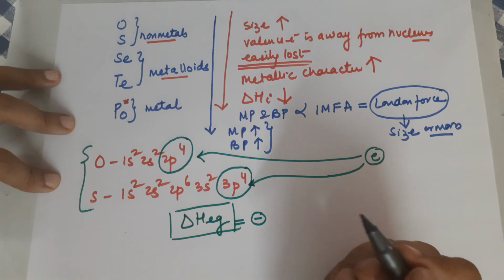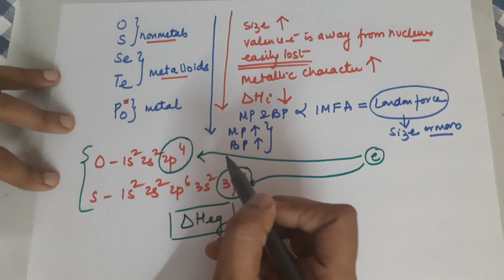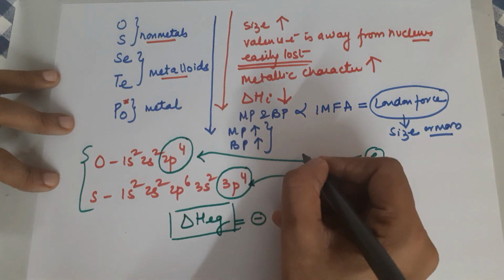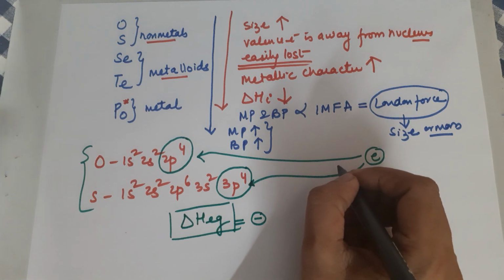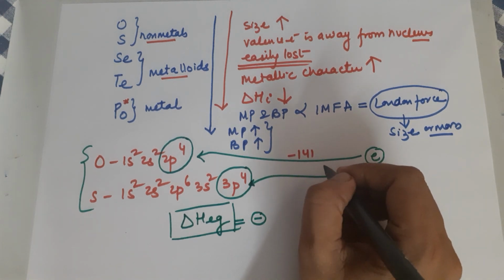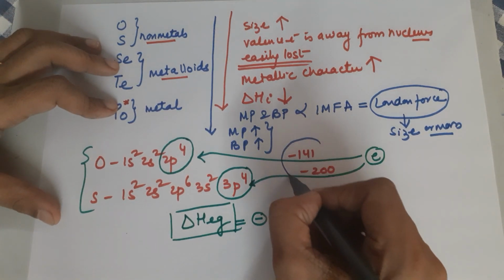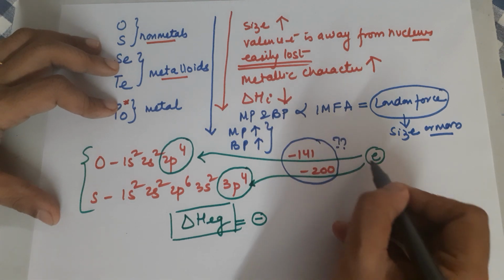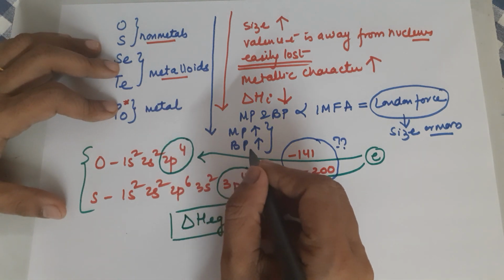Now, normally we expect that oxygen, being smaller in size, should gain the electron much more easily. Hence, the electron gain enthalpy here should be more negative. But the actual values are a little surprising. The actual value of electron gain enthalpy for oxygen is minus 141 kilojoules per mole, while that of sulfur is minus 200 kilojoules per mole. And that is the surprise factor, which means electron gain is easier in the case of sulfur as compared to oxygen.